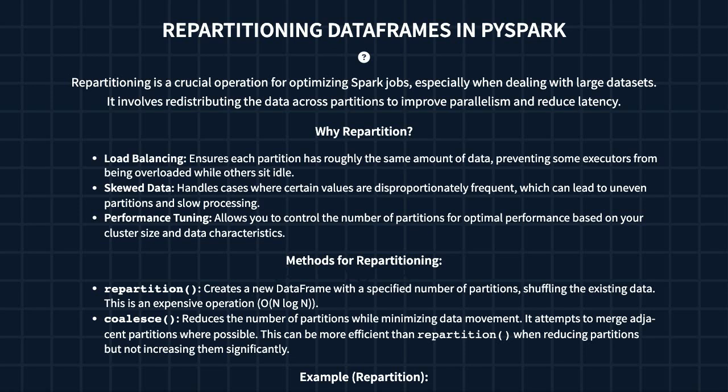There are two main ways to do it: repartition, which always shuffles the data, and coalesce, which tries to reduce the number of partitions by merging adjacent ones when possible. That's often a bit faster.